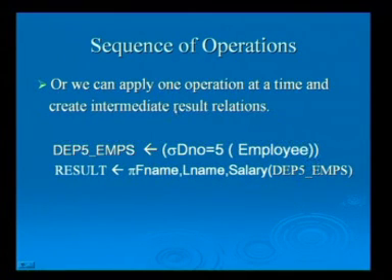Now, this is another way of writing the same thing. Now, you perform one operation at a time, and then you show the intermediate relations. Here, first you have selected the employees working for department number 5, and then the intermediate relation is called department number 5 employees, and then you perform the projection operation on department number 5 employees to get the eventual result.